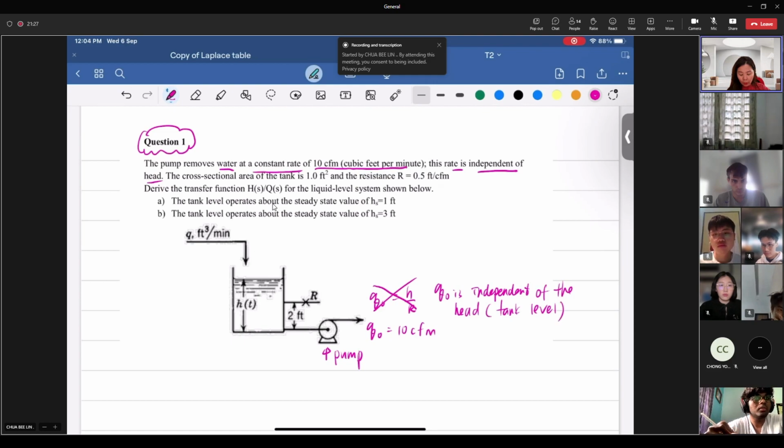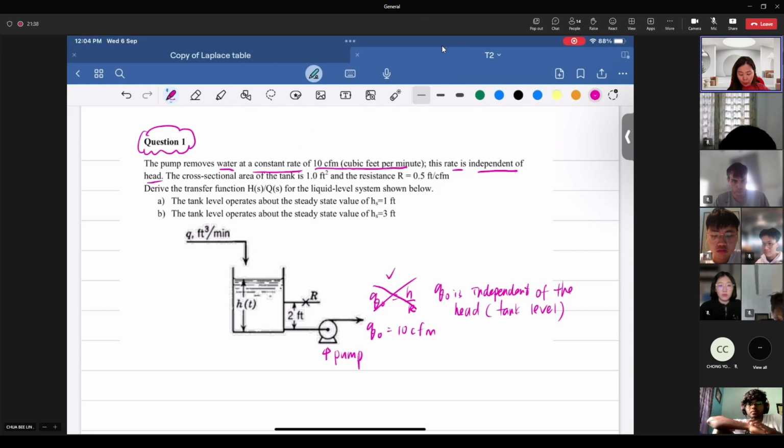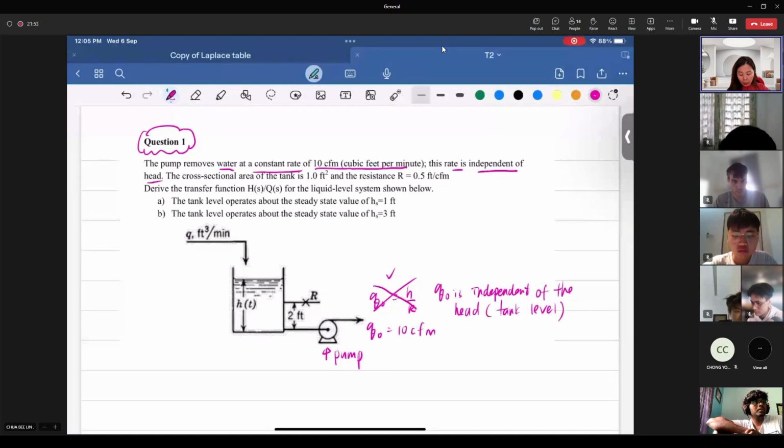The head means tank level. So we have the question covered in the lecture slide. If the relationship is not given and it is not mentioned that this flow rate is independent of the tank level, then by default you have to use Q naught equals H over R. Meaning the higher the tank level inside the tank, the faster the flow rate of this Q naught. In this question they mention that it is independent of the head, meaning that it is just a constant value. So you cannot use the equation Q naught equals H over R, cannot.